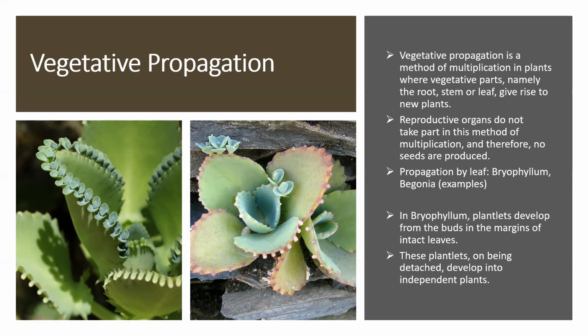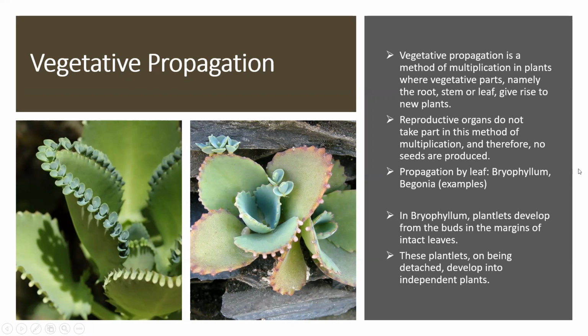Vegetative propagation is an easier, rapid, and less expensive method of propagation. Seedless plants can be raised in vegetative propagation. Plants produced by this method are identical copies of the parent plant and show no variations. Plants like banana, sugarcane, sweet potato, rose, and jasmine do not produce viable seeds. Such plants can be easily grown by this method. So we have four different advantages, and this is a good thing, right? Now, reproductive organs do not take part in this method of multiplication, and therefore no seeds are produced.